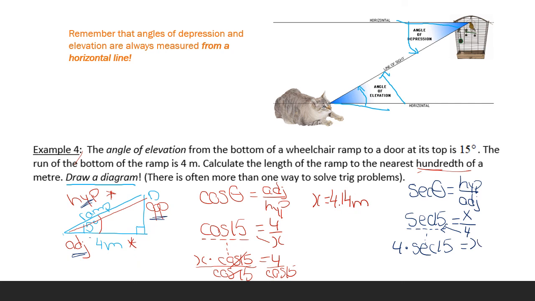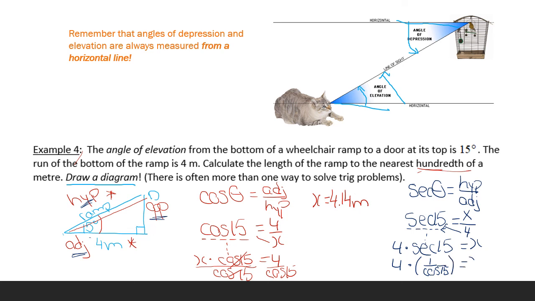So this was a faster way to isolate x, but now I'm stuck with secant 15, and I don't have a secant button on my calculator. But I know that secant is equivalent to 1 over cos, right? These are equivalent. This is not a case where I'm flipping one side and not the other. I'm not flipping secant. Secant is 1 over cos. So 1 over cos, and the 15 goes down there too.